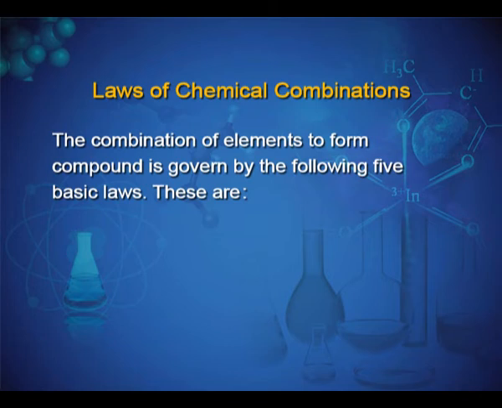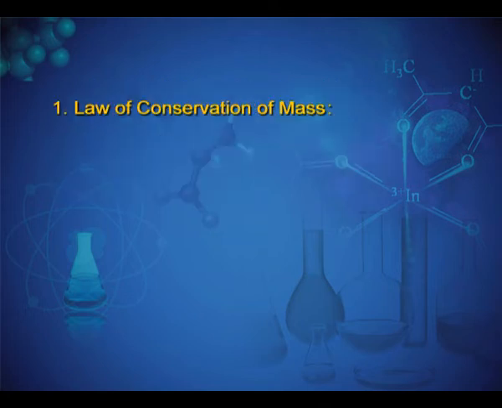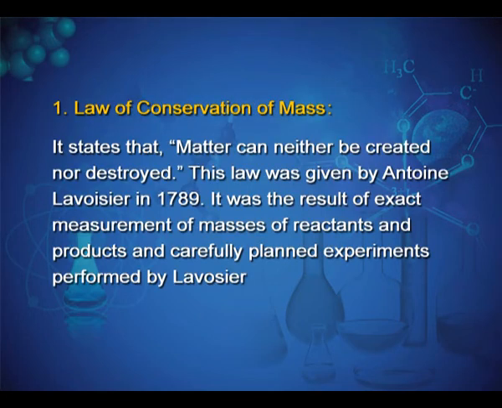Further, we will move to the laws of chemical combination. The combination of elements to form compounds is governed by the following 5 basic laws. These are: first law, the law of conservation of mass. It states that matter can neither be created nor destroyed. This law was given by Antoine Lavoisier in 1789. It was the result of exact measurement of mass of reactants and products and carefully planned experiments performed by Lavoisier.